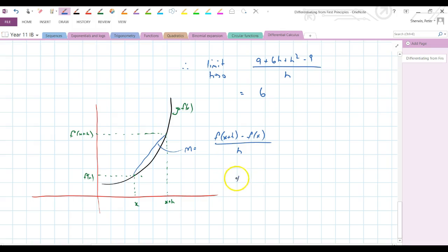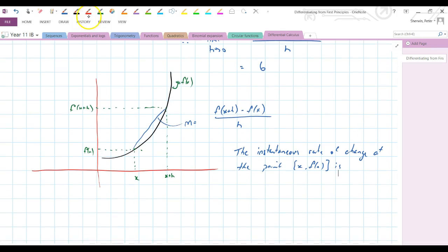So the instantaneous rate of change at the point x, f of x, is, and this is sort of the punchline, the limiting value as h tends to 0 of this expression, which is just rise over run.